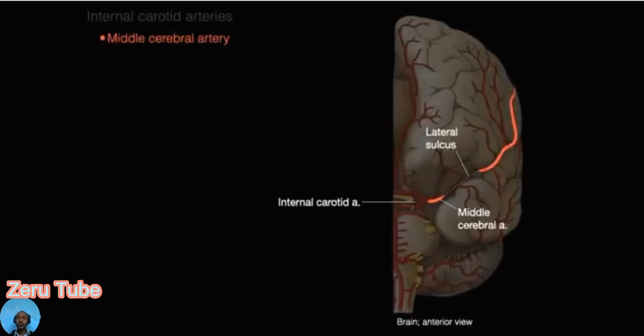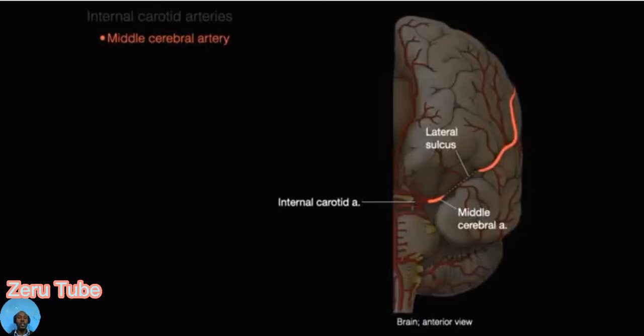Yeah, lateral sulcus up. So if you get the lateral sulcus of the brain, you can get the internal carotid artery.